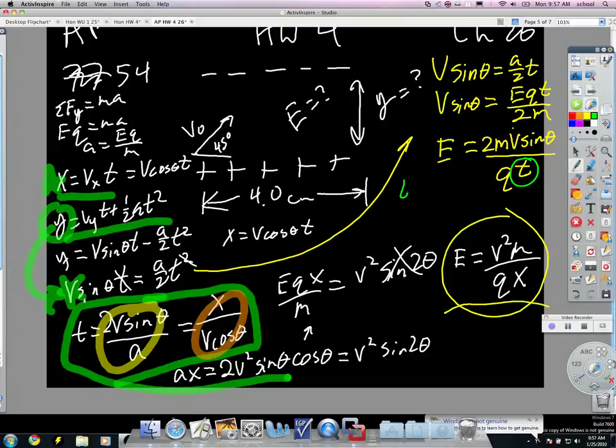You're going to get 2m, and then here's v squared, and here's sine theta, here's cos theta. You get a tangent, right? No, you don't get a tangent, because that's going to go to the top. So you get exactly this thing. You're going to get sine 2 theta, but theta is 45, so it becomes 1. You get this. So whatever.